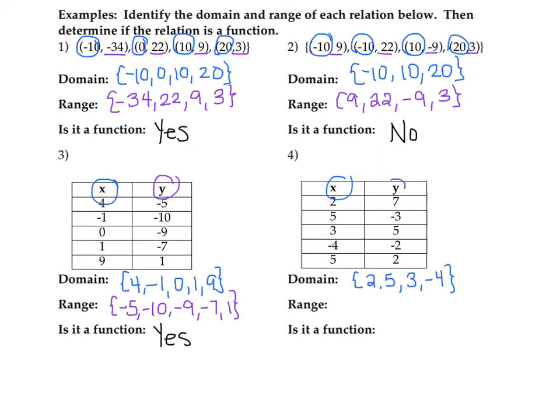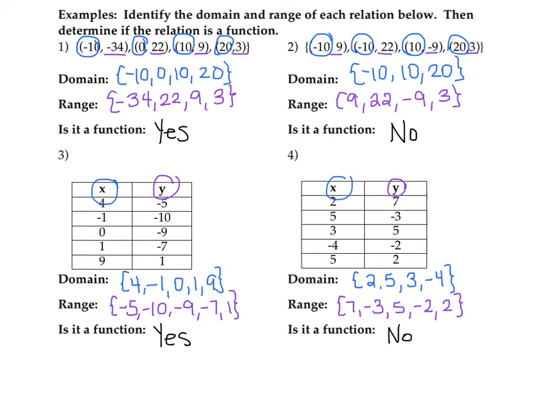Then you have your y value. Your range is 7, -3, 5, -2, and 2. And end it with the bracket. And then you want to say, is it a function? Do you have any repeaters? Well, we do. 5 repeated twice. We have two 5s. Therefore, when the x repeats, it is not a function. So your answer is no.